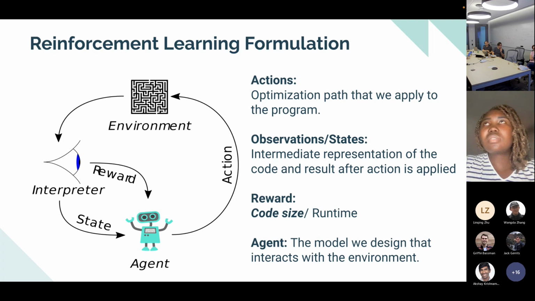In our problem, the actions are the optimization passes that we want to apply to the program, and the observations are intermediate representations of programs and the results after an action is applied. Then the reward can be the code size or the runtime. In our case, we are focusing on the code size in our experiments. And the agent is the model that we are building that's going to interact with the environment.